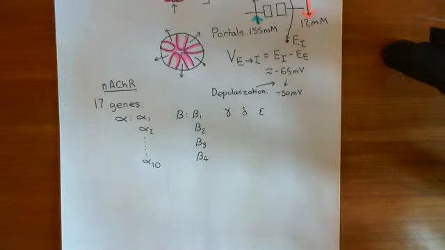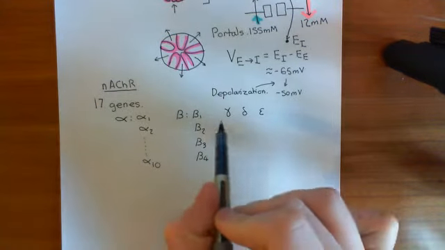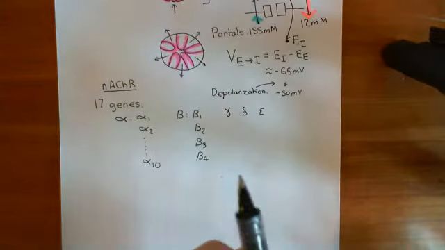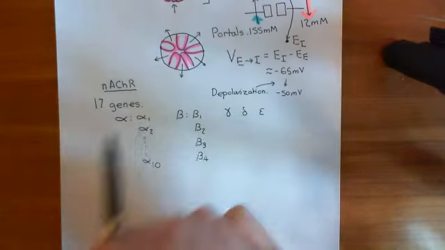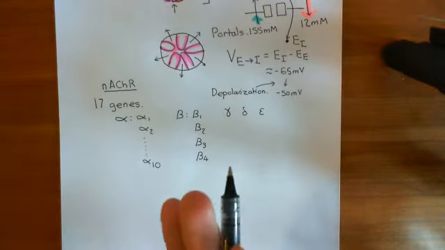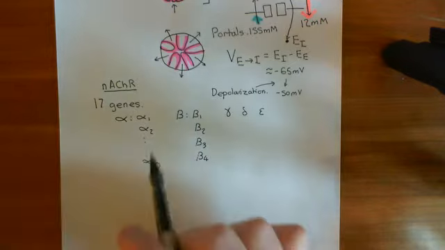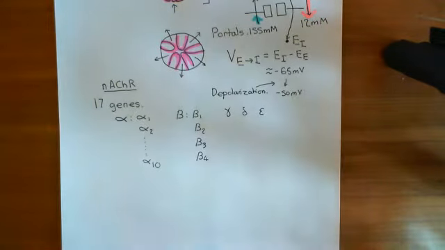So, the question is, how do you put these together? Is it the case that for all 17 of these, you can build nicotinic acetylcholine receptors by making 5 copies of each protein and sticking them together to make a homopentamer? Is that the only way you can do it? No is the answer. You can also make heteropentamers, and in fact some of these will not form homopentamers.